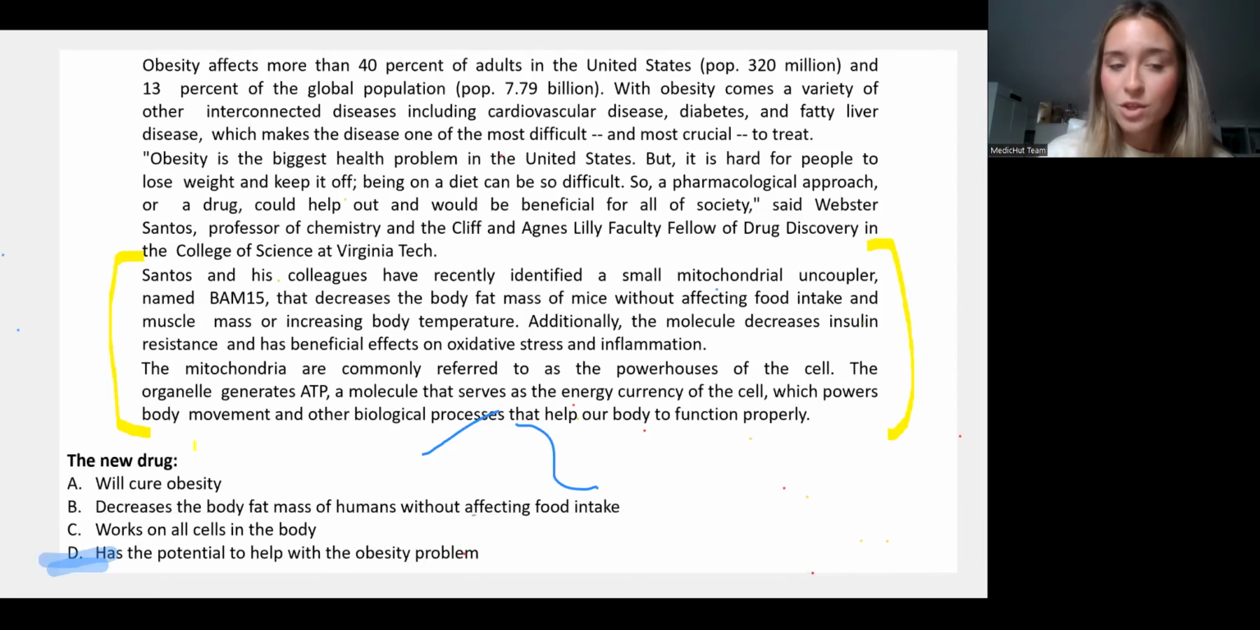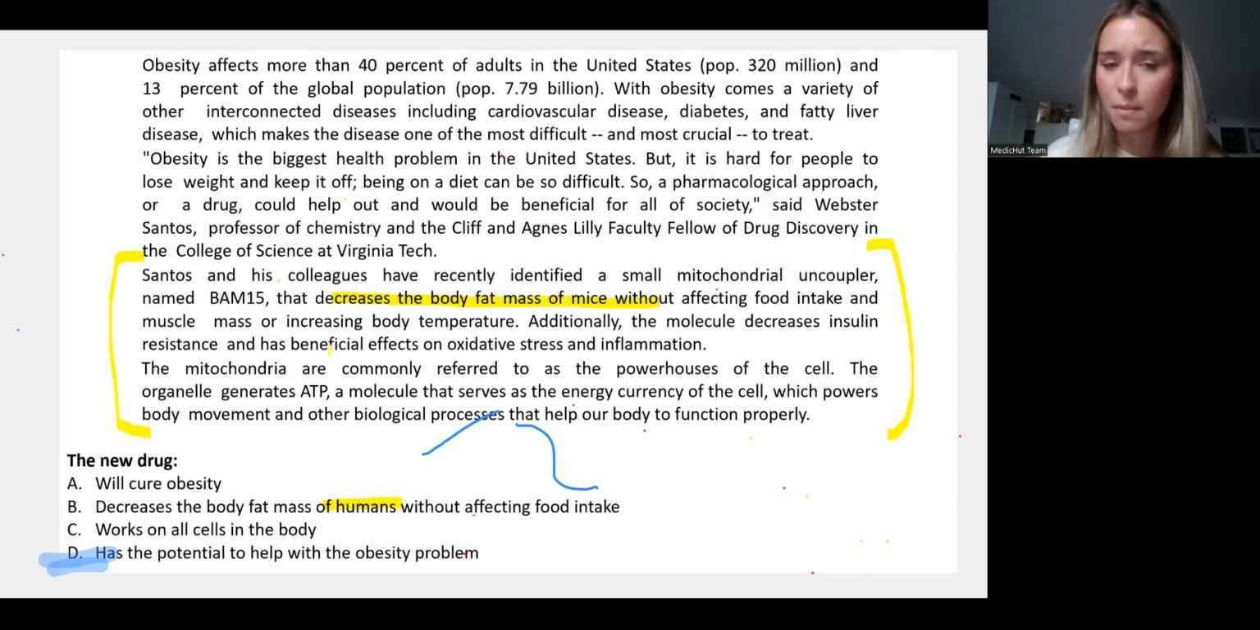So, will this new drug cause obesity? Can't tell, and therefore we can't select that as our true answer. Will this new drug decrease the body fat mass of humans without affecting food intake? So I know a lot of you did select this answer. However, it does say that it decreases the body fat of mice and therefore not humans. So this would be a can't tell, and therefore we wouldn't be able to select it as true in this particular case. The next one says that it works on all cells of the body.